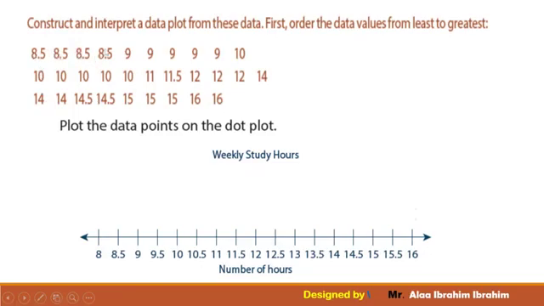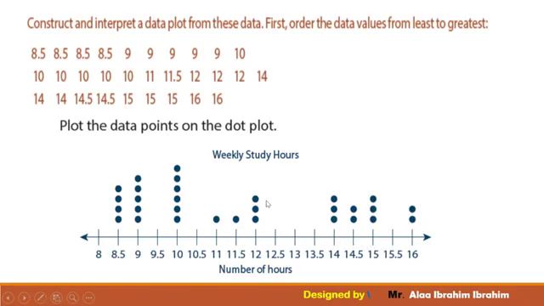1, 2, 3, 4. And here how many lines do we have? It's about 5. So I make 5 points. Then 10, then 11, 11.5, and so on. I have to count it here. I found everything. If I make this order, it will be clear for me to make my dot plot.